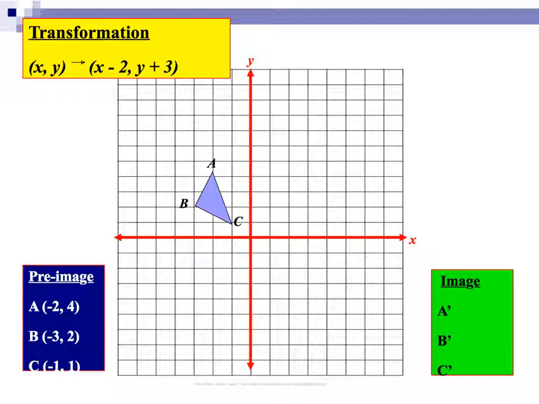So this is the last problem. I would like for you to try this on your own and show me where you think your image or your new shape would be.